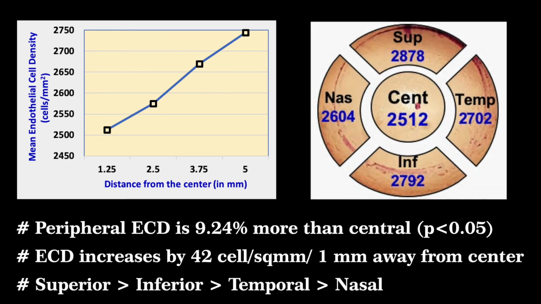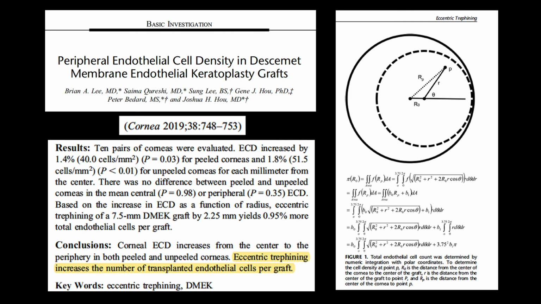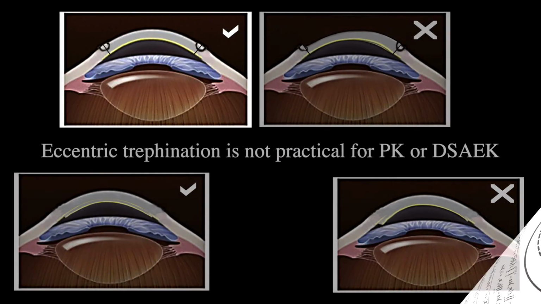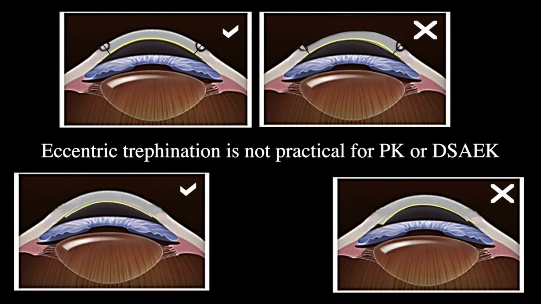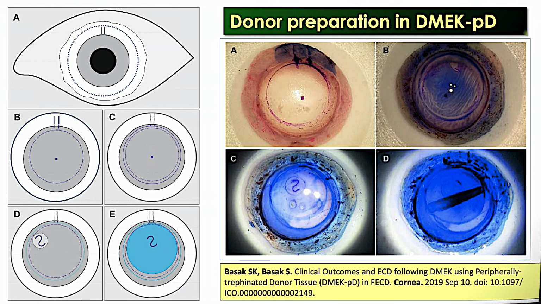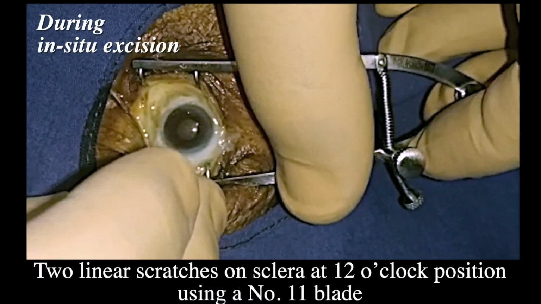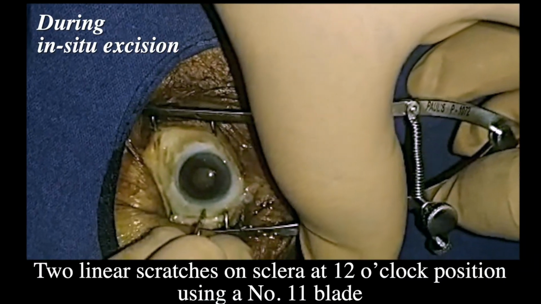Recently, using a mathematical model, Lee et al. showed that endothelial cell density increases from center towards periphery, and eccentric trephination increases the number of transplanted endothelial cells per graft. Eccentric trephination is not practical for PK or DSEK. However, in DMEK we can use eccentric graft. We deliberately choose the superior cornea for eccentric DMEK PD graft. Donor preparation in fact starts during the in situ excision of the corneoscleral button.